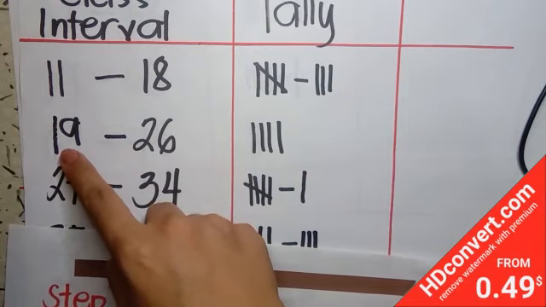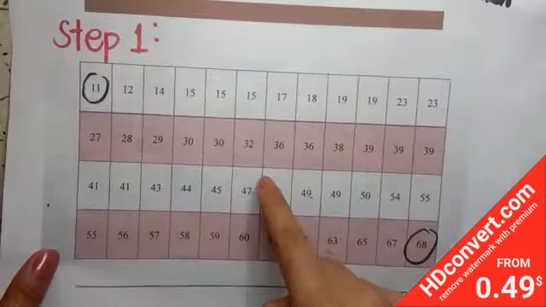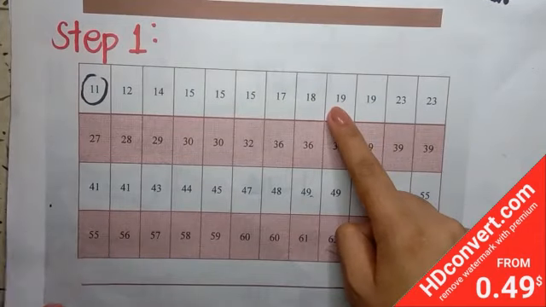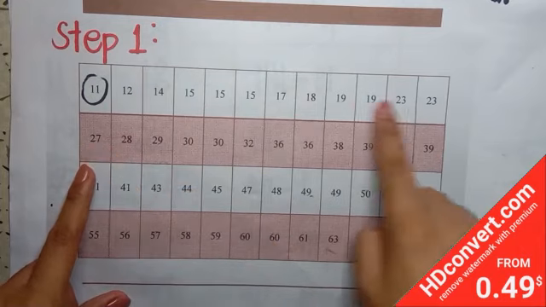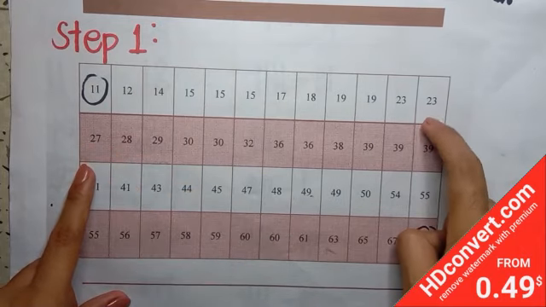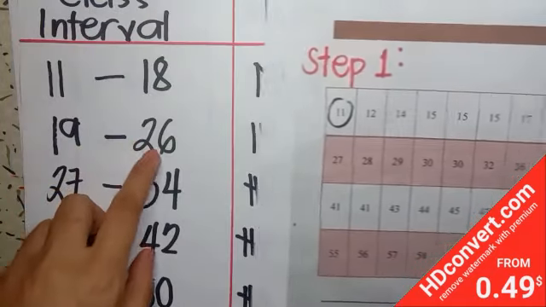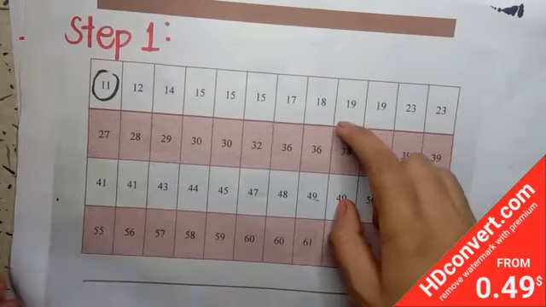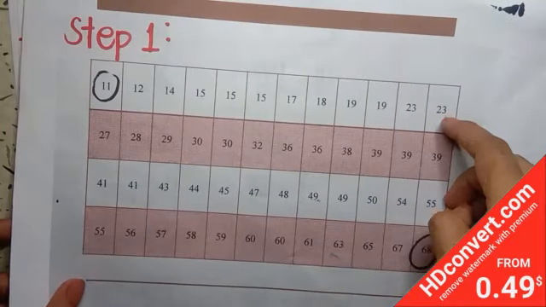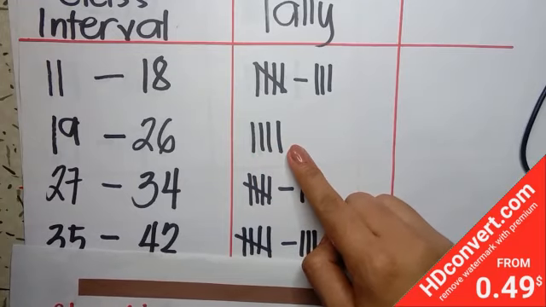Next, 19 to 26. Ilang 19 hanggang 26 meron ang data. So, bilangin mo 19 hanggang 26. So, since walang 26, mag-i-stop na tayo sa 23. Hindi natin pwedeng gamitin si 27 kasi hindi naman siya kasama dito. Hanggang 26 lang daw. So, 1, 2, 3, and 4.